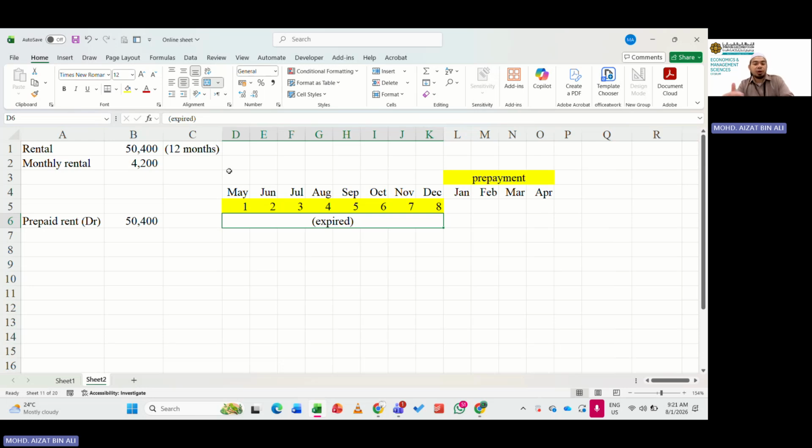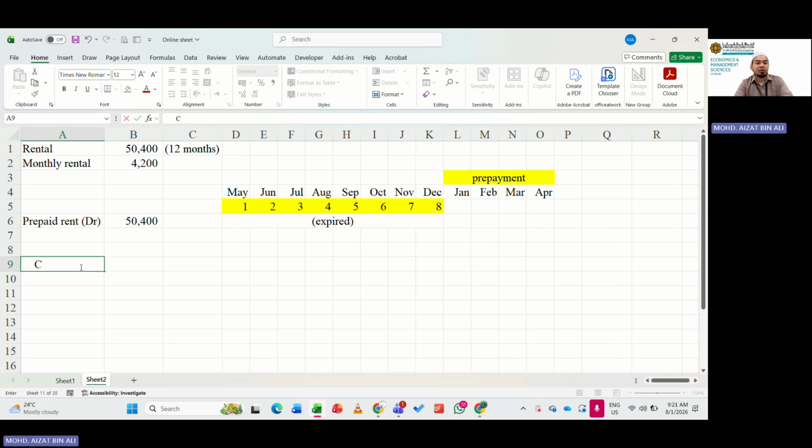So whenever you see in the question that the payment has expired, what does it mean? It means that the prepayment has expired, has passed its due date. So in this case, when it is expired, we have to take out from the asset, right? If we want to take out from the asset, that means we have to reduce this. To reduce an asset account, we have to credit the account. So in this case, we credit prepaid rent.